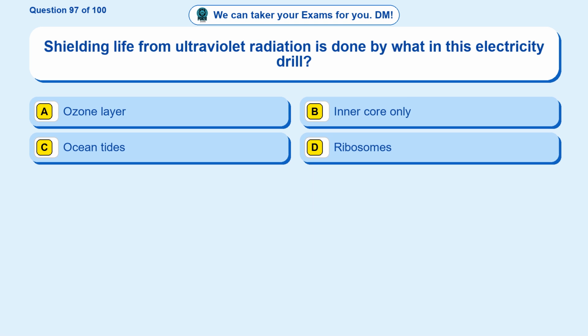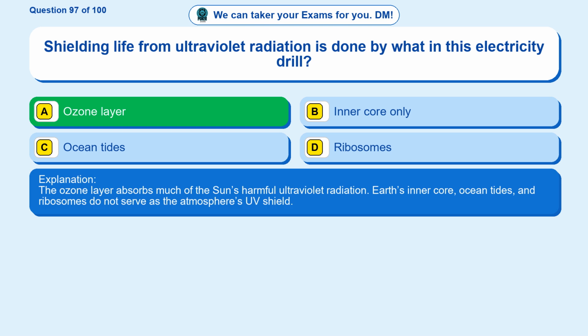Question 97. Shielding life from ultraviolet radiation is done by what in this electricity drill? Option A, ozone layer. Option B, inner core only. Option C, ocean tides. Option D, ribosomes. The correct answer is option A. Ozone layer. The ozone layer absorbs much of the sun's harmful ultraviolet radiation. Earth's inner core, ocean tides, and ribosomes do not serve as the atmosphere's UV shield.